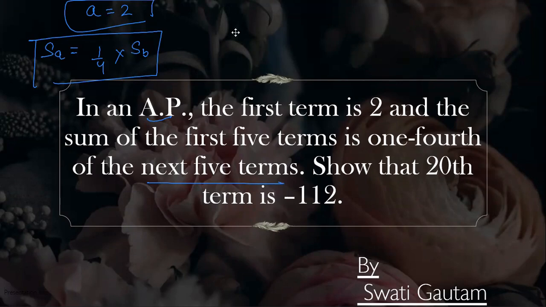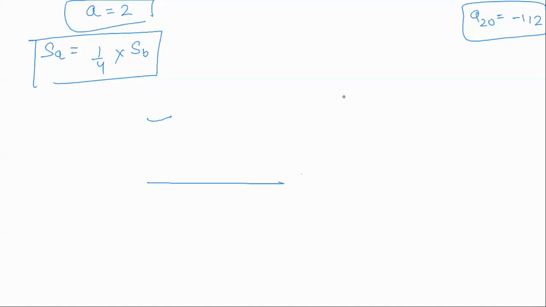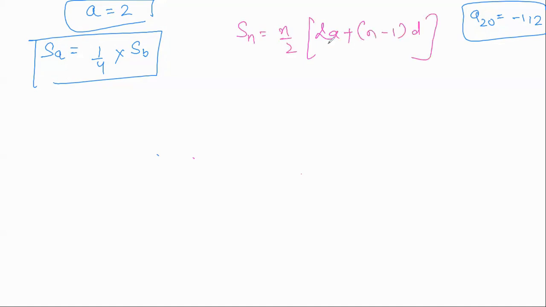So we know the general formula for the sum. So let's take it: A20 we have to show is equal to -112, right? Now please understand the question very carefully, because the question is not as simple as you are thinking. There is some little thing that you have to make sure about. We have the general sum formula. Suppose we have n terms, right? Sn is equal to n over 2 times (2a plus (n minus 1) times d).